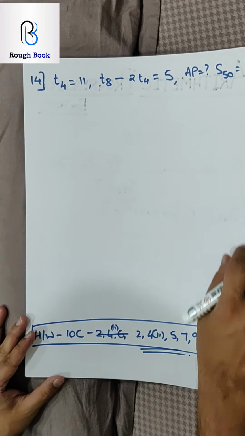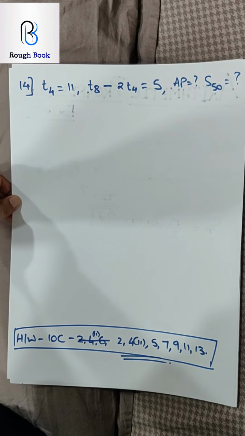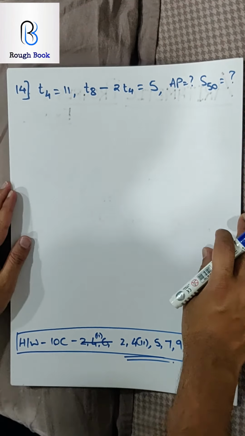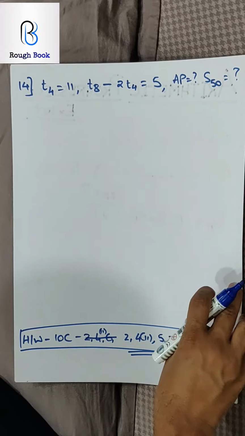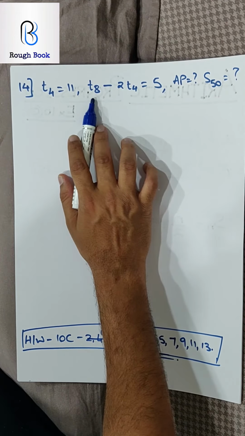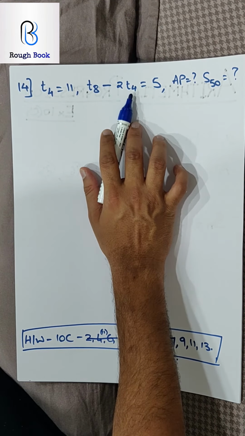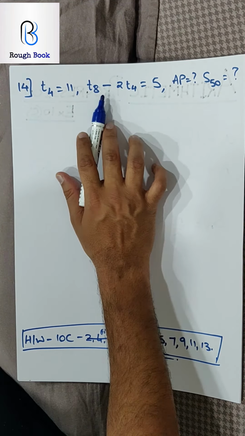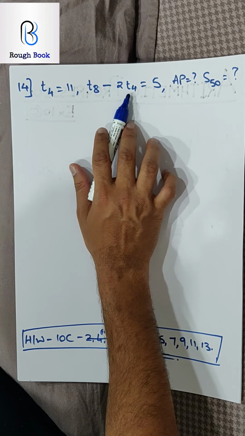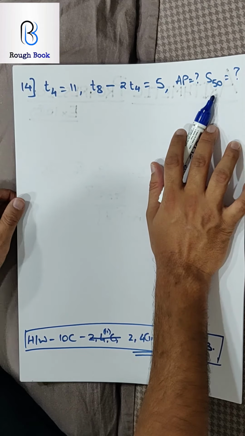Anyways, I want you to go to the last question, sum number 14. Come on, start reading. Try to write the data on your own and then we will try and solve the sum together. They say that the fourth term is 11. The second part is very interesting. The 8th term exceeds twice the 4th term. I repeat, 8th term exceeds twice the 4th term by 5. Find the AP and sum of first 50 terms.